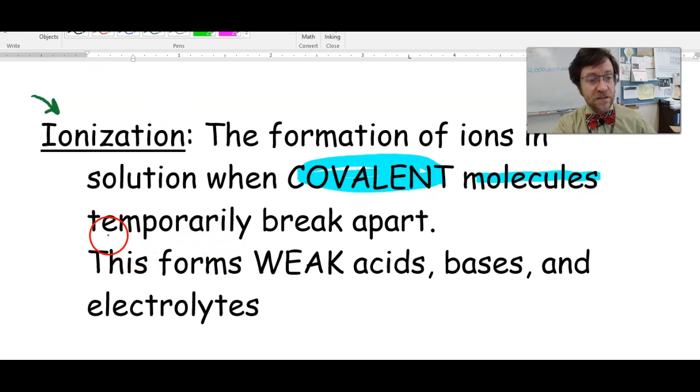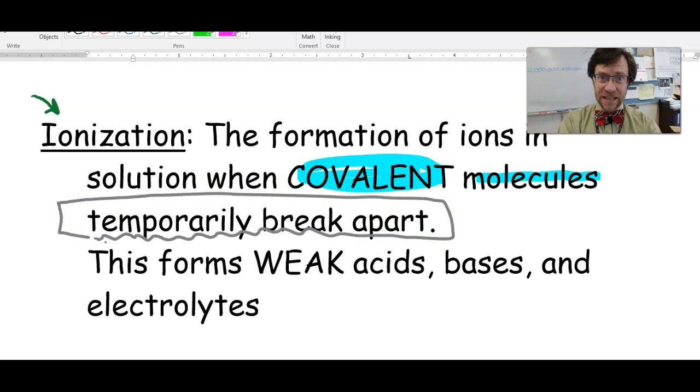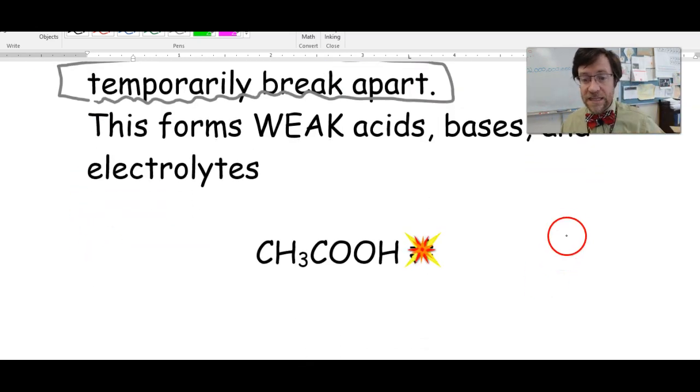Now this is when they break apart. It is a temporary break apart. Temporary breaking apart. Okay? Like I said, it's like 20 to 30% of the time where they're actually apart, and then they snap back together. And then you don't have the ions floating around, so you don't have your acid or your base. And again, the thing to watch out for is this guy right here. This is the symbol you need to watch for.